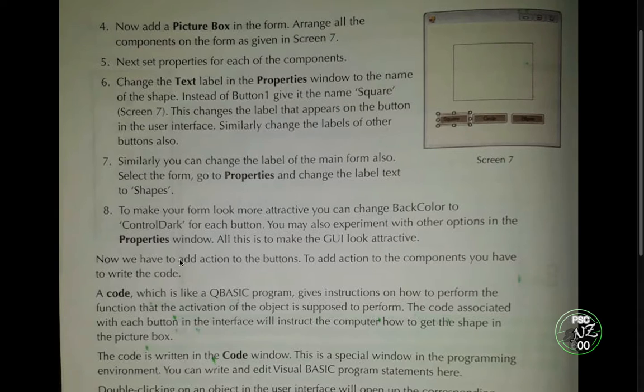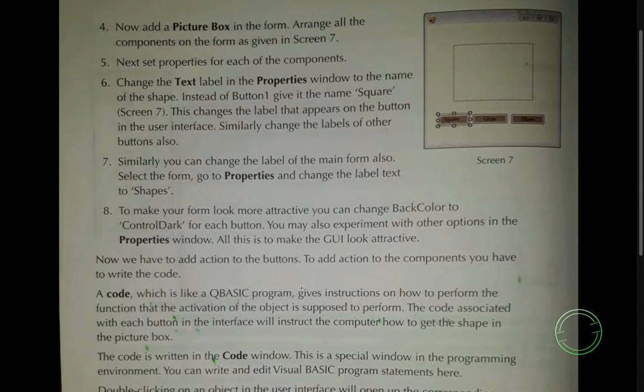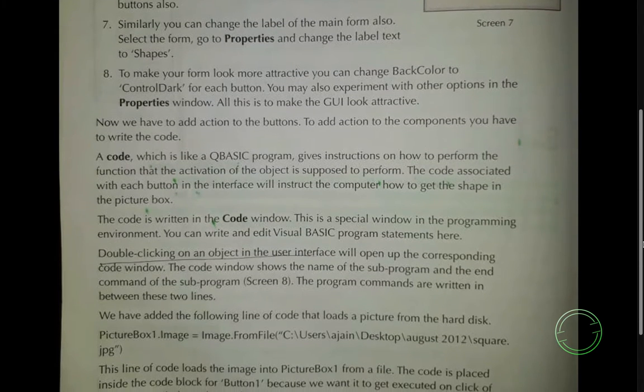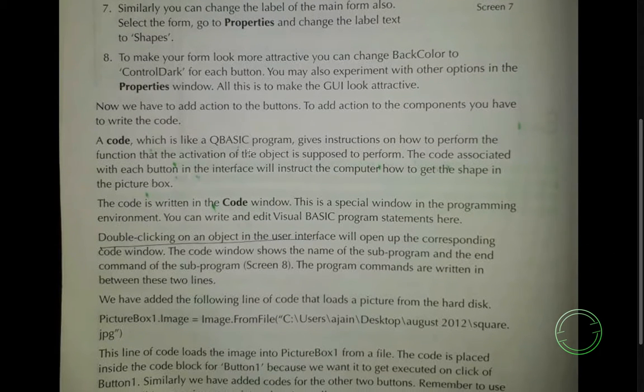Now we have to add actions to the buttons. To add actions to the components, you have to write the code. So you know that after designing the form, we need to add the codes in our buttons to get ready with the program. So here we are, a code which is like a QBasic program gives instruction on how to perform the function that the activation of the project is supposed to perform. The code associated with each button in the interface will instruct the computer how to get the shape in the picture box.